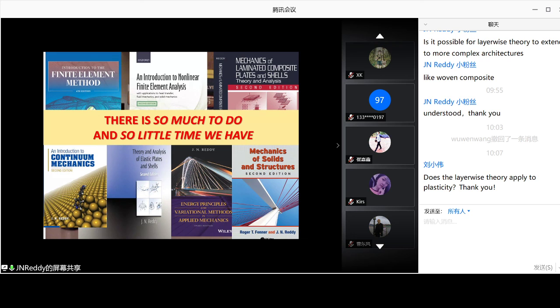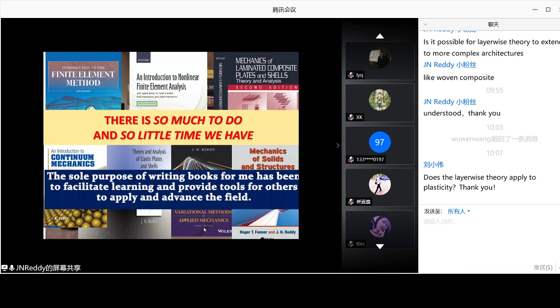Don't move around too much. Then you're not able to contribute significantly to the field. So staying with a field of research for a long time will help you understand better and make contributions. So all these books I've written are with the interest to facilitate your learning and also provide tools for others to apply and advance the field of research in whatever field they are working.